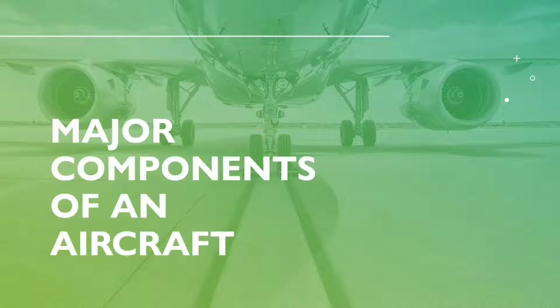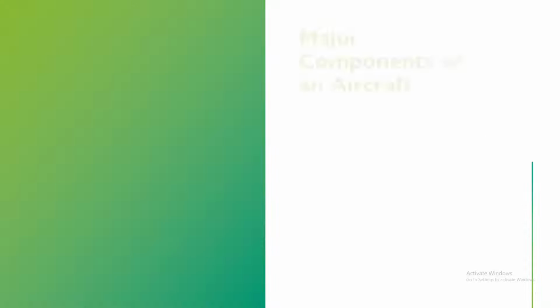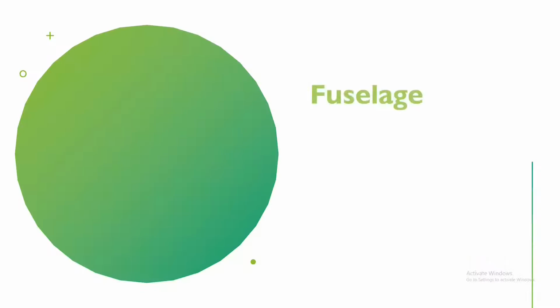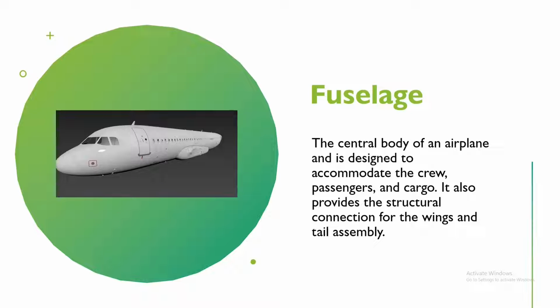My video is all about major components of an aircraft. Common airplane structural components include the fuselage, wings, an empennage, landing gear, and the power plant. Fuselage. The fuselage is the central body of an airplane and is designed to accommodate the crew, passengers, and cargo. It also provides the structural connection for the wings and tail assembly.